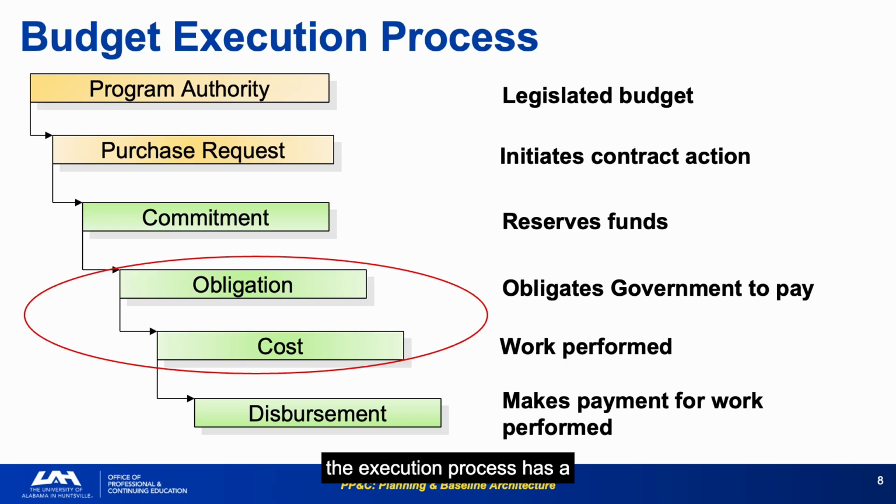Each step in the execution process has a specific trigger. Purchase request initiates contract action. Commitment reserves funds. Obligation legally binds the government. Cost records work performed. Disbursement makes payment. Missing a step breaks the chain. The step-by-step execution process is also the audit trail. When a budget execution question arises, why was this overspent? Why wasn't this obligated on time? The answer traces back through these steps to the source of the discrepancy.